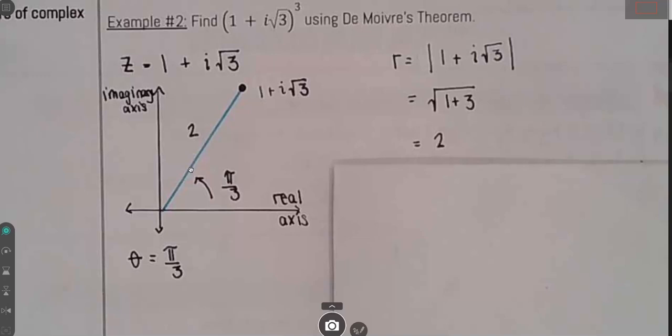The final answer will not have an i in it. You could write it with an i, but you can also write it without, once you simplify it.